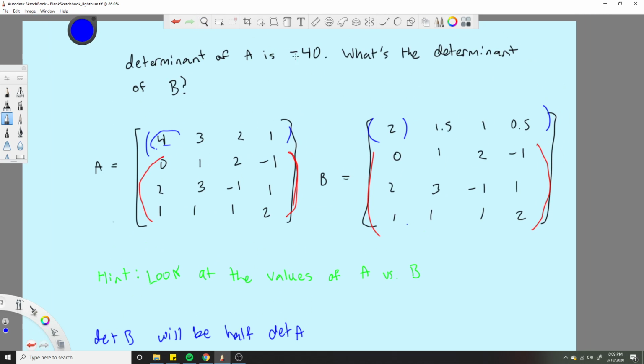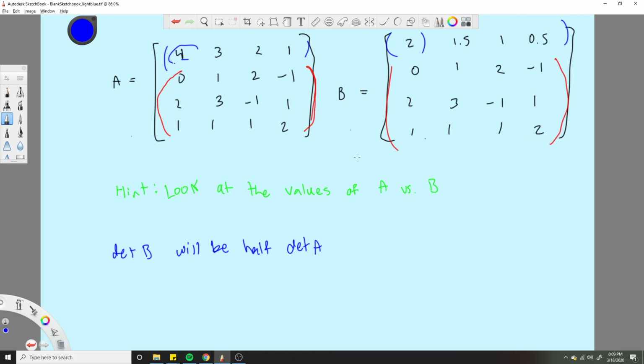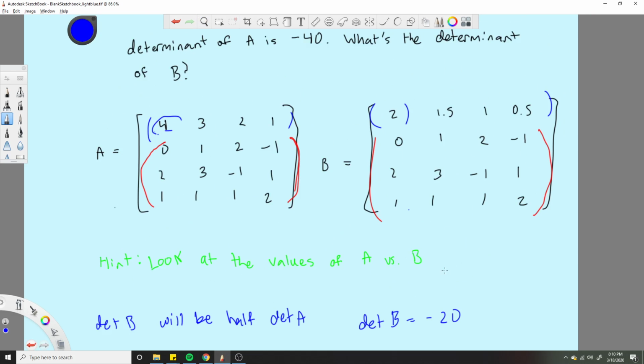So since we know the determinant of A is negative 40, the determinant of B is negative 20. Yep. Just remember, they'll never ask you to do a 4x4 matrix or anything crazy. It has to be something you could solve in a few minutes.